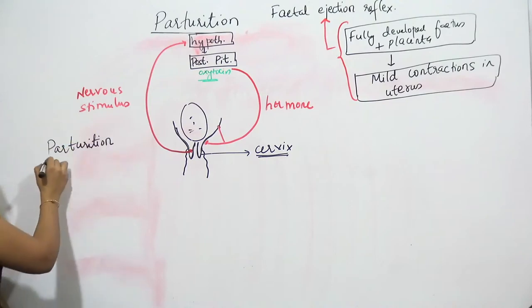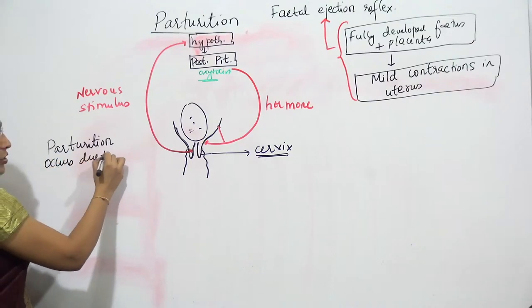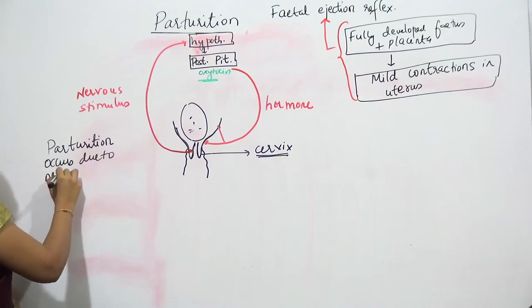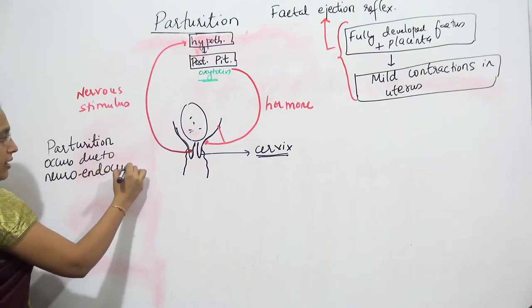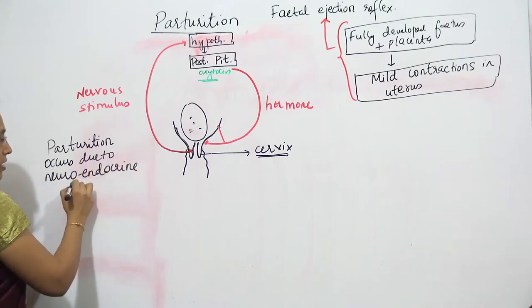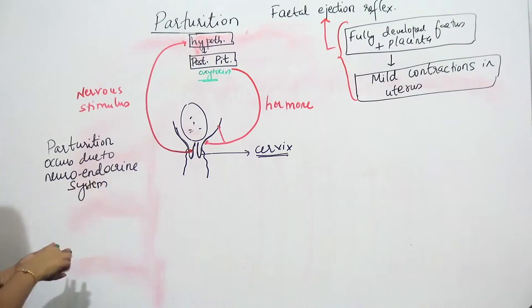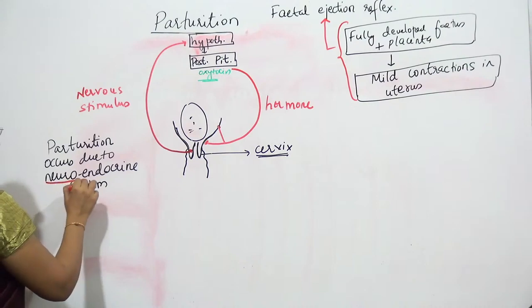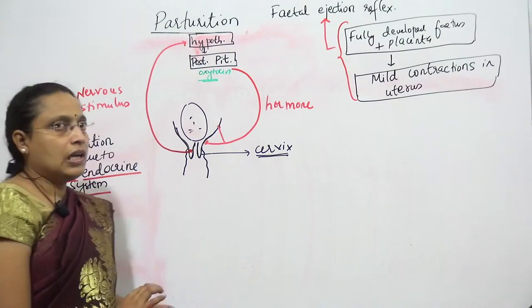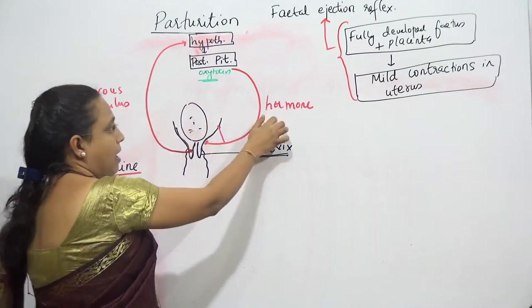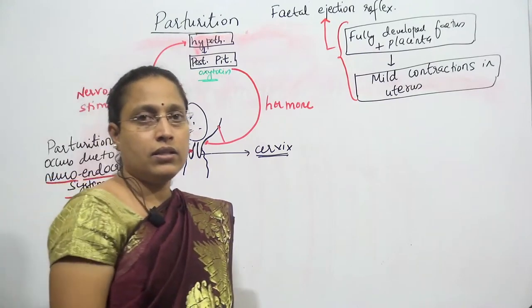Parturition occurs due to the neuroendocrine system. So both are involved, the nervous system as well as hormones, and that's why it's called a neuroendocrine system.